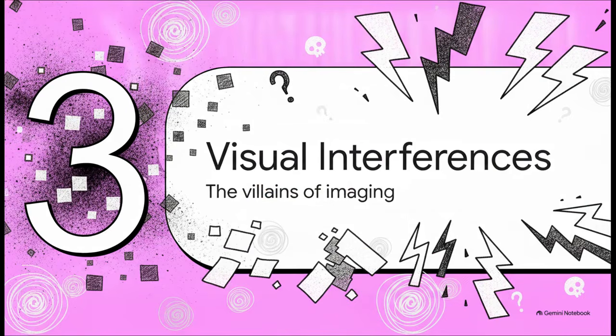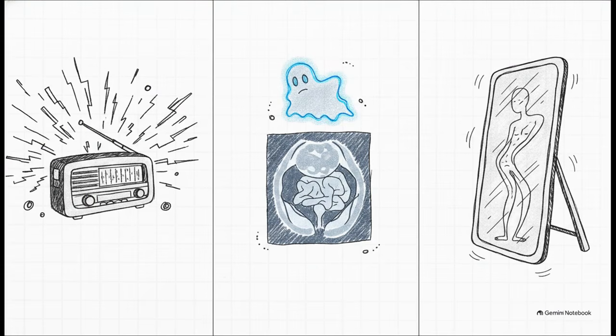Chapter 3, Noise, Artifacts, and Distortion, or as I like to think of them, the villains of imaging. If contrast and resolution are the heroes trying to reveal the body's hidden secrets, these next 3 factors are absolutely the villains. These are the technical interferences that obscure the truth or worse, outright lie to the medical observer. There are 3 main visual interferences here.